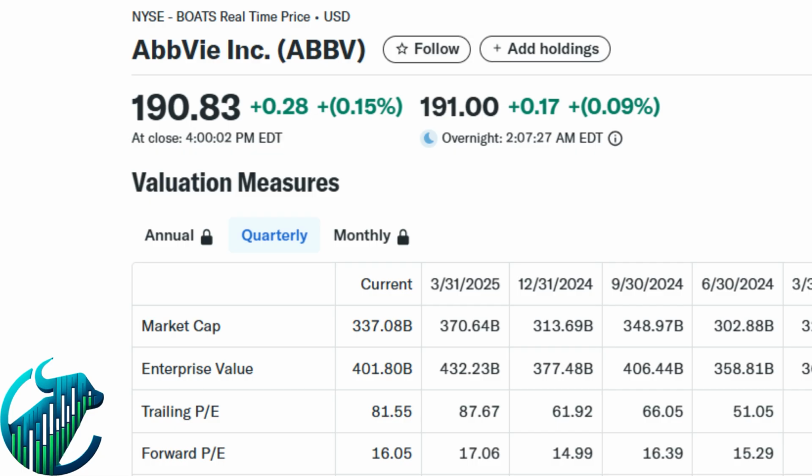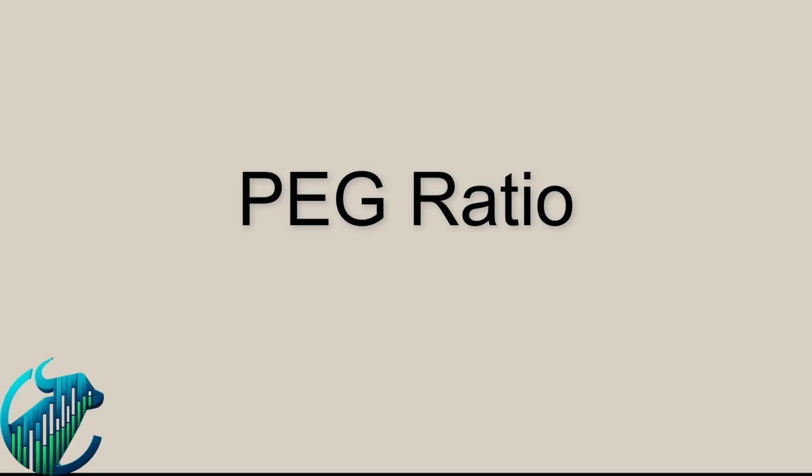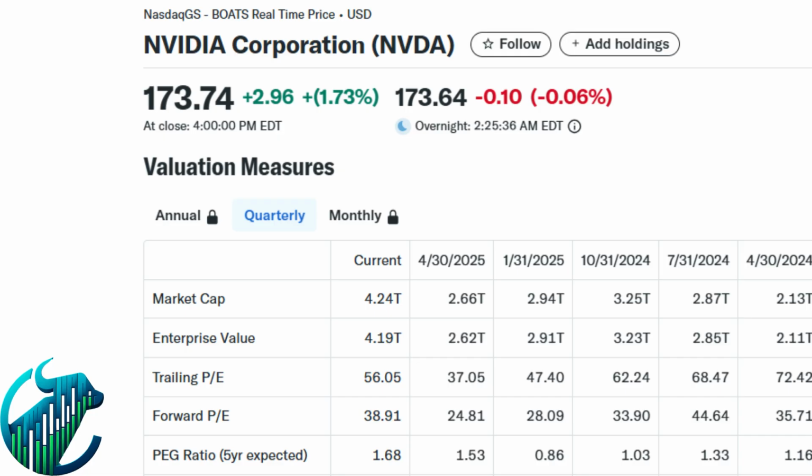Typically, you'd expect the forward PE multiple to be lower than the trailing PE multiple simply because businesses are expected to grow their earnings. Now, let's look at the price to earnings growth ratio, or PEG. Think of this as the forward earnings multiple, but over a longer time frame, typically 5 years. Let's go to a fast-growing stock, NVIDIA. Its forward PE is just under 39, but its PEG is around 1.7.